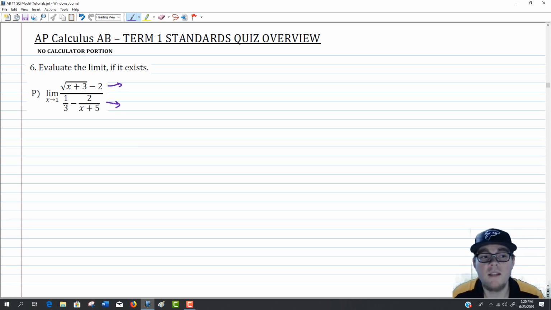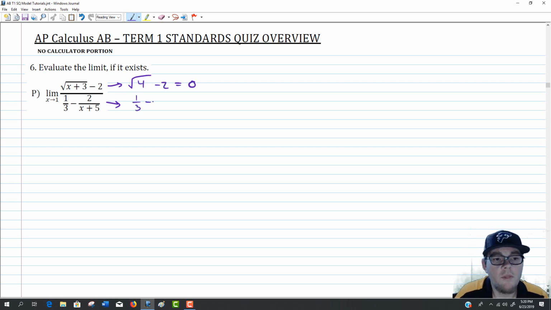So first and foremost though, it doesn't matter if it's a plus question or regular, I'll start by evaluating the limit as x goes to 1 from the numerator and denominator. In my numerator, I get the square root of 4 minus 2, which is definitely equal to 0. And in my denominator, I get 1/3 minus 2/6, which is also 0. So this tells me that, yeah, of course, this isn't a trick question, a joke question. We actually have to evaluate some stuff.